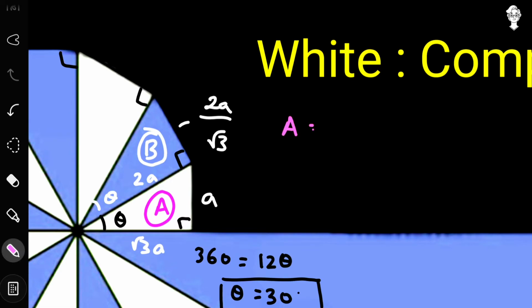So A, that is the area of this bottom right angle triangle, is going to be equal to half the base times height. The base is root 3 times a and the height is going to be equal to a. Now, as we have to find a relation between A and B, what we will do is find the ratio of A upon B.